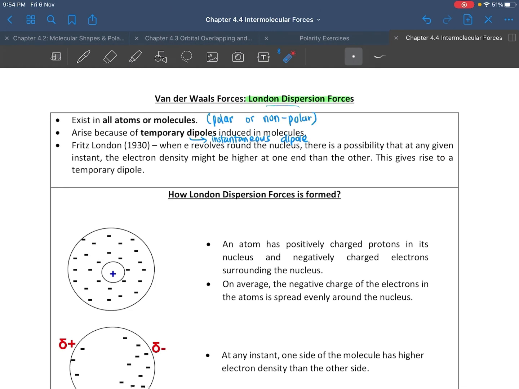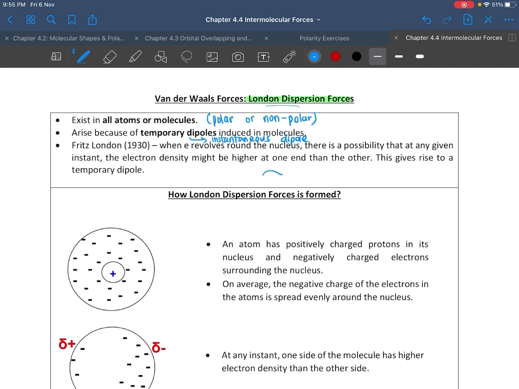Okay, so maksudnya dia kata dalam atoms tu atau molekul, elektron tu sentiasa bergerak around the nucleus. So ada keadaan, ada possibility di mana at any given instant tiba-tiba je elektron density tu mungkin tinggi dekat satu kawasan and mungkin rendah dekat satu kawasan. So bila keadaan ni berlaku, itu menyebabkan adanya temporary dipole. Dipole tu maksudnya ada kawasan yang partially negatif, ada kawasan yang partially positif.